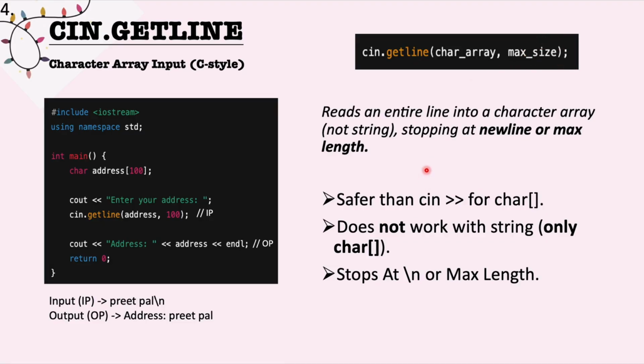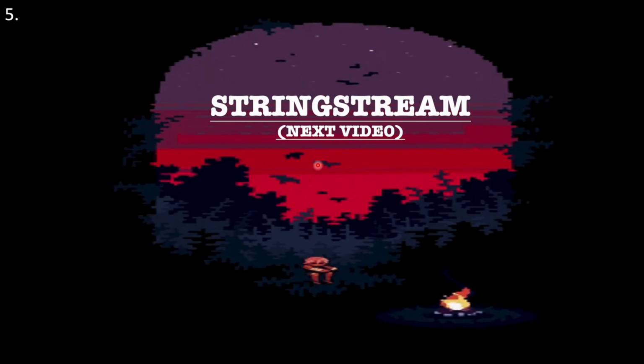Let's take a quick example, creating a character array of size 100 and using getline, passing the array with 100 as the max length. The user inputs preetpal and presses enter. In our case the input is less than the max length mentioned, that was 100, hence the new line character will be our delimiter in this case. Output on printing will be preetpal. The fifth method is using stringstream, which we will cover in the next video.